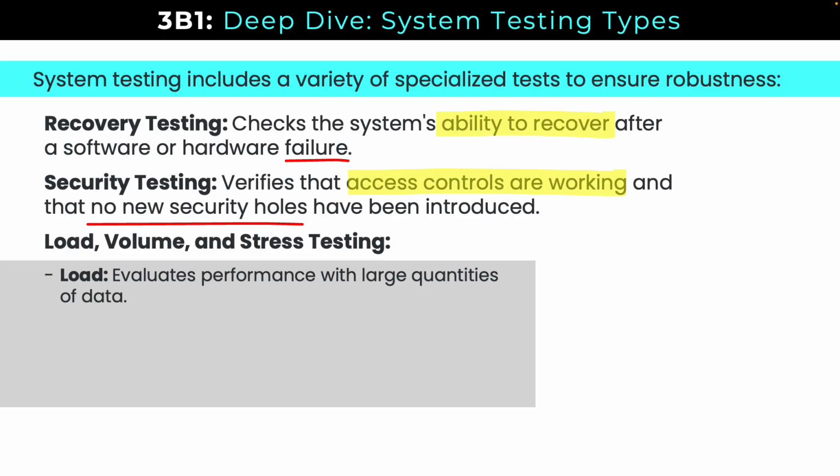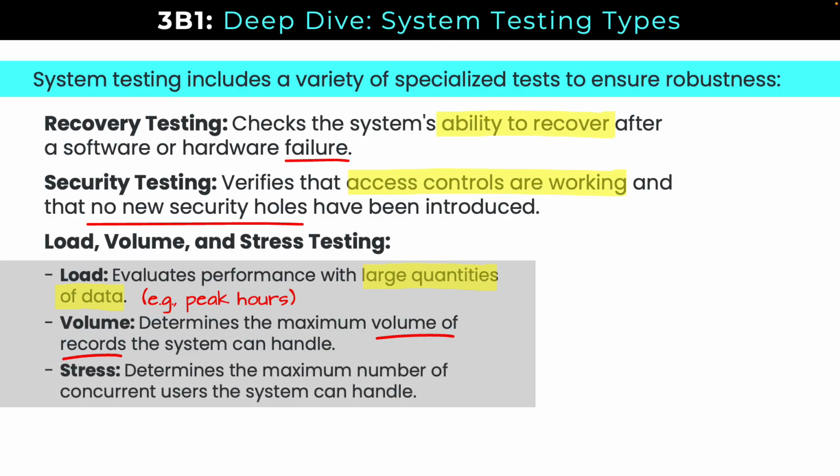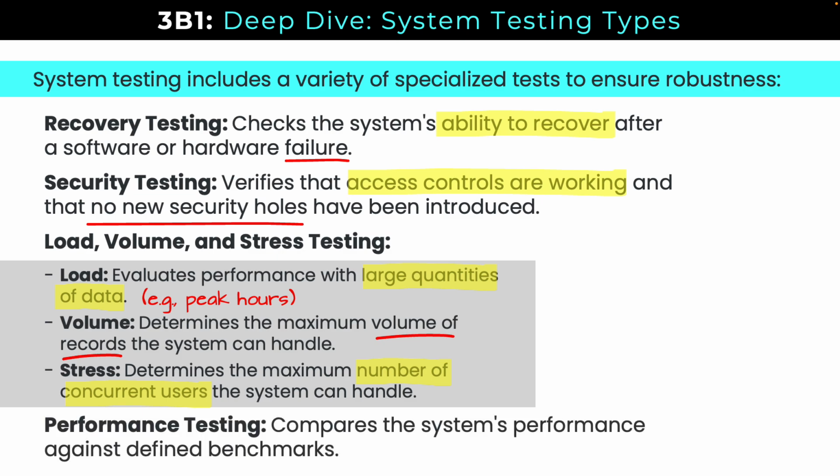There's load testing, which evaluates performance with large quantities of data, like peak hours type load. Volume testing, which would determine the maximum volume of records the system can handle, and stress testing, which determines the maximum number of concurrent users the system can handle. But performance testing comes into play here as well, which compares the underlying system's performance against defined benchmarks while we have that activity underway. So next, let's talk acceptance testing.